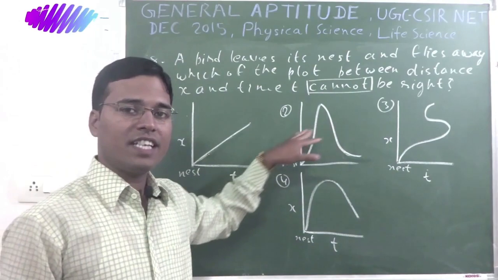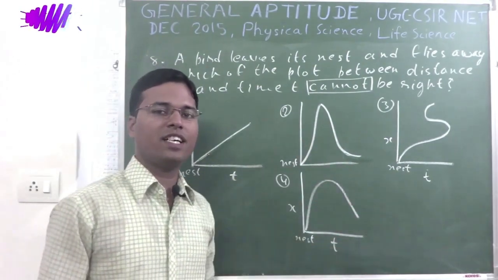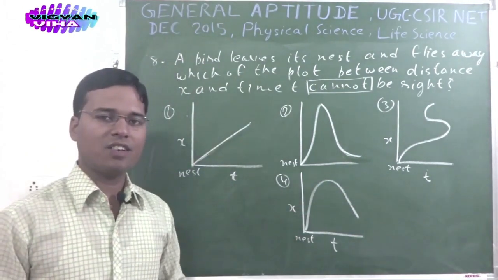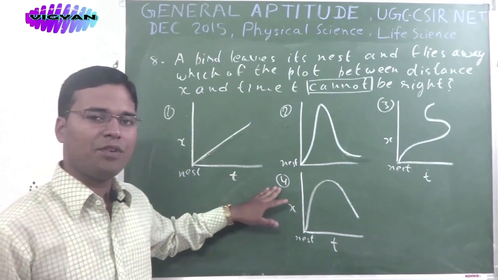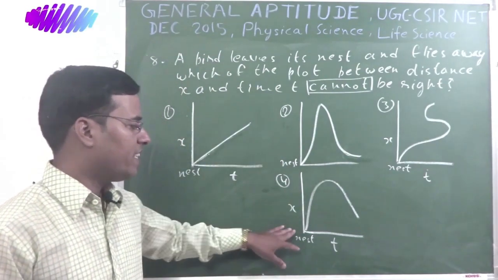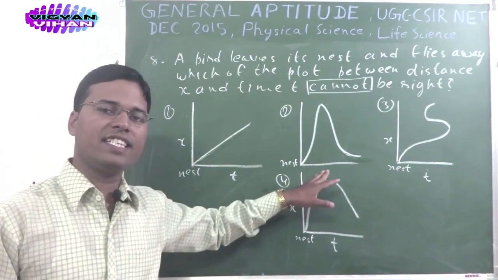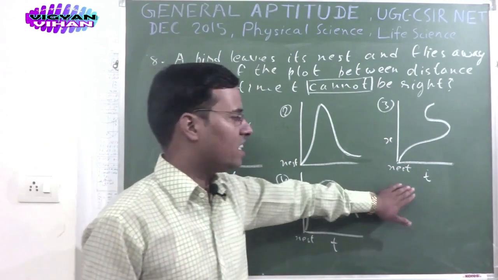Then this curve may not be right. No, this is not the option which is the proper answer of this question. Otherwise, option 2 and option 4 both are showing the same nature of curves. Here also the distance is increasing then decreasing, but the wrong curve is here.